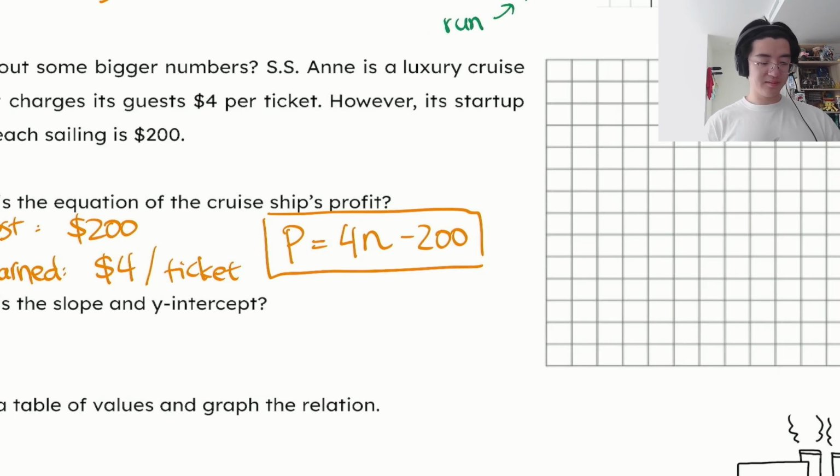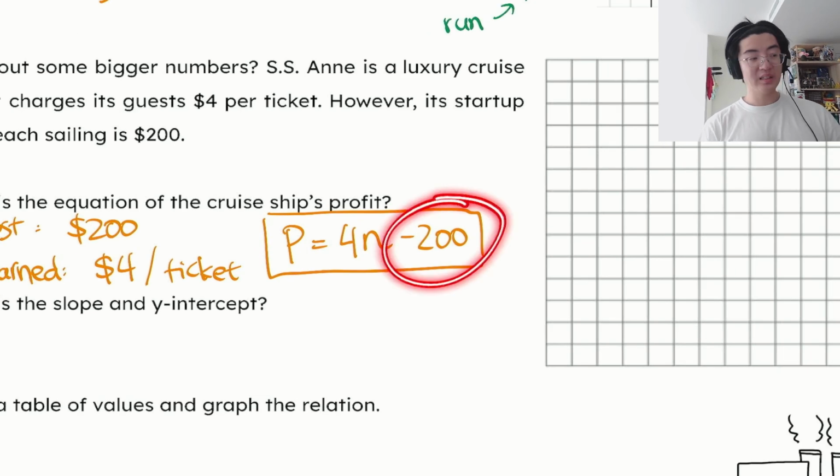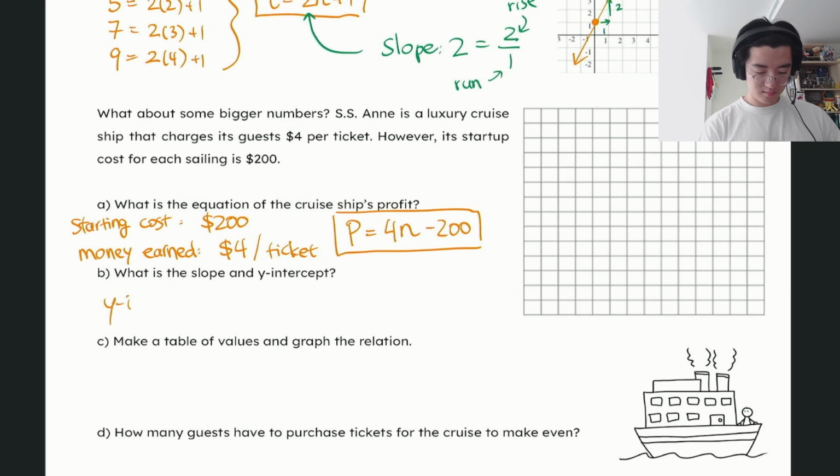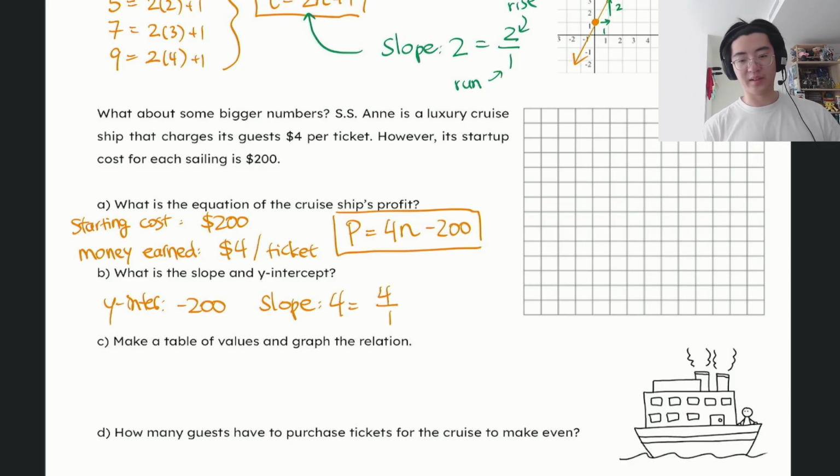Okay, and then from there, business as usual, right? Minus 200 is the y-intercept. And the slope, the number in front of the variable, is this 4, or 4 over 1 more specifically.